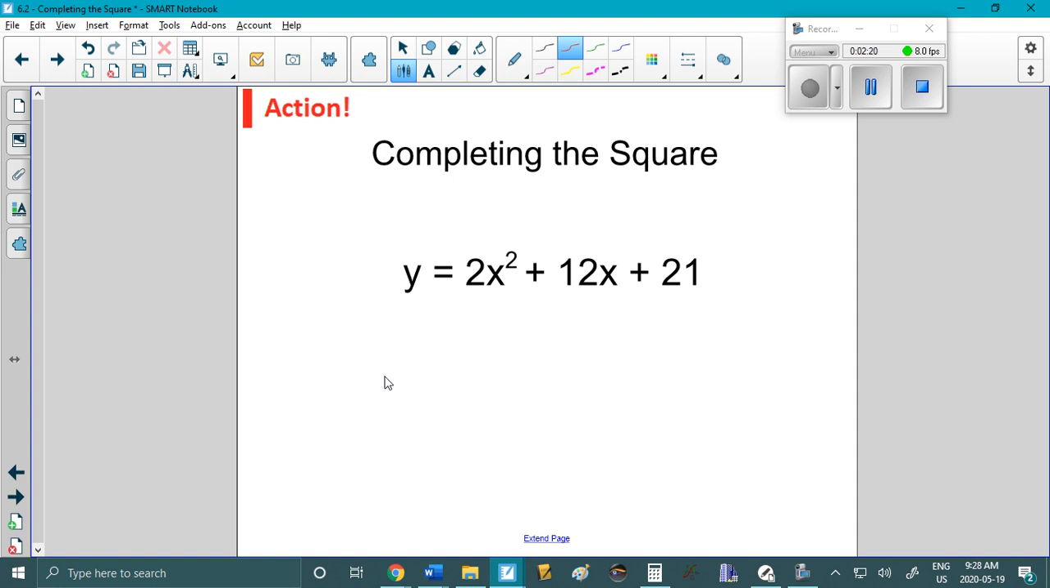So first, I'm just going to do this example, and you can just watch and take it in. And also, if you get through this and you're like, oh, I need more practice, I want to know more, or whatever, just go into YouTube and type completing the square. You'll find a ton of results.